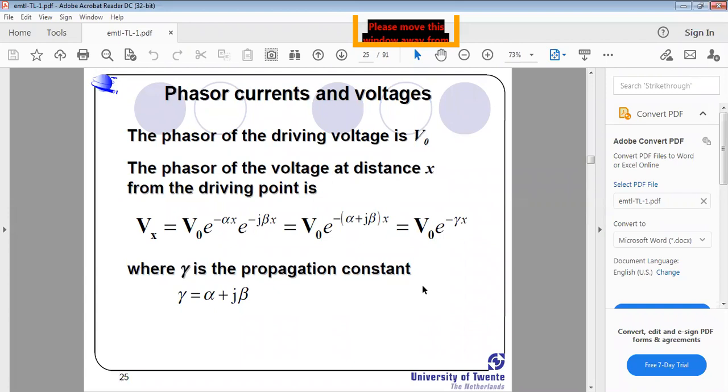What exactly is meant by gamma here? Gamma is called the propagation constant. The propagation constant is alpha plus j beta, where alpha is called the attenuation constant, which is always measured in decibels, and beta is called the phase constant or wave number. Beta equals 2 pi by lambda, as you already know.